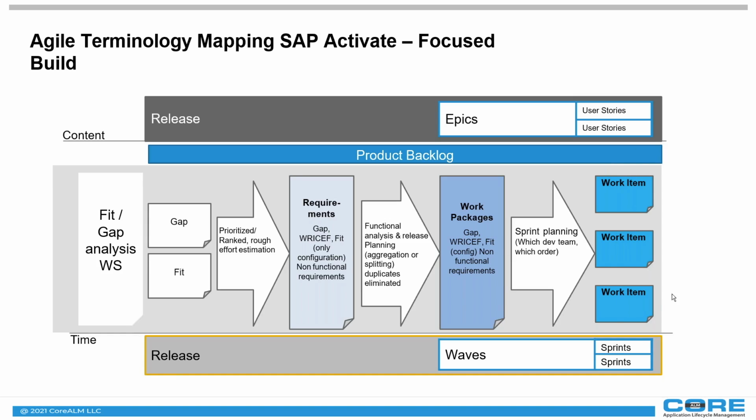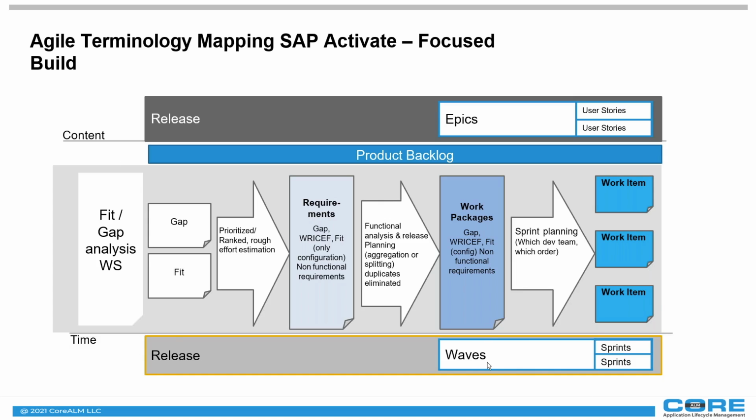Now, at this point, this is where you're going to create your work items. So a work package could have multiple work items. Especially if you have dependent tasks, you can assign them to different sprints and different resources, so you don't overload one developer or one configurator, and you can move as quickly as possible. And as you can tell, everything here is going to be assigned to a release.